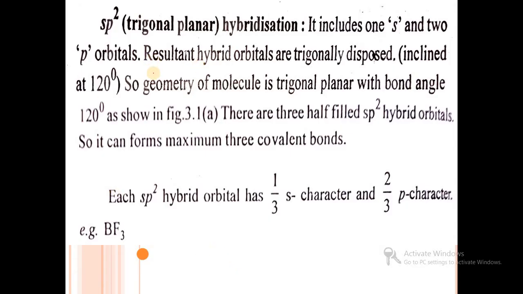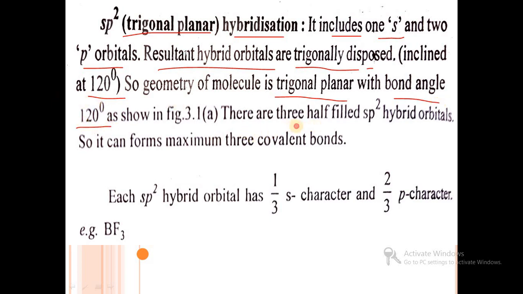In sp2 trigonal planar hybridization, it includes one s and two p orbitals. The resultant hybrid orbitals are trigonally disposed and inclined at 120 degrees. So the geometry of the molecule is trigonal planar with bond angle 120 degrees, and there are 3 half-filled sp2 hybrid orbitals, so it can form a maximum of 3 covalent bonds. Each sp2 hybrid orbital has 1/3 s character and 2/3 p character.